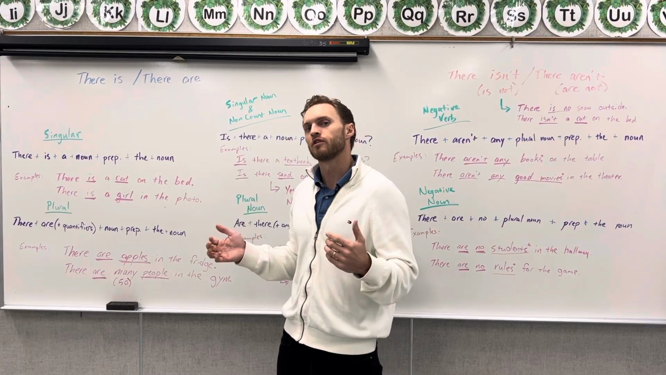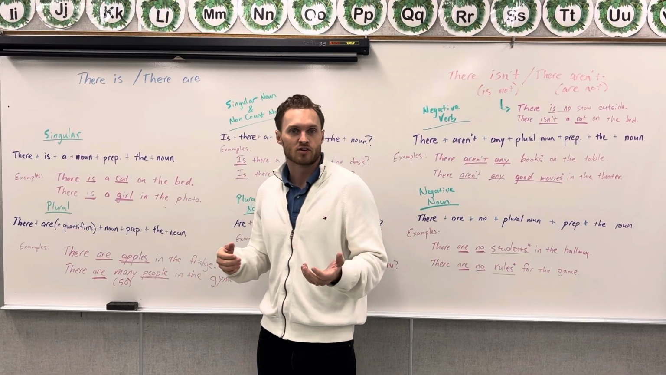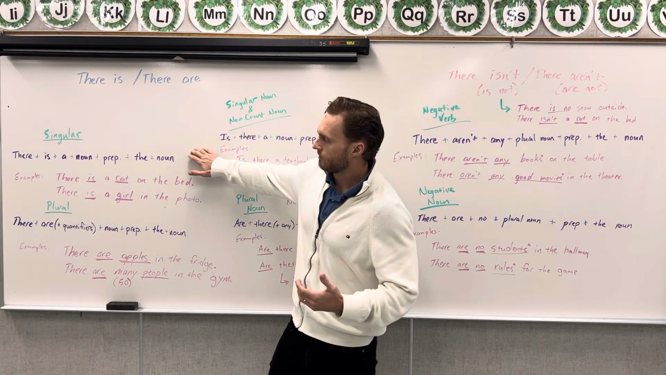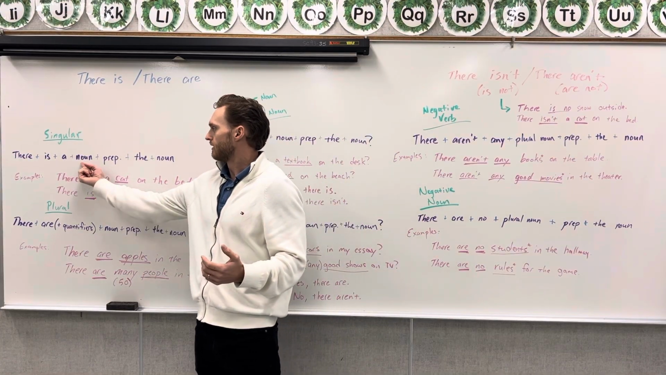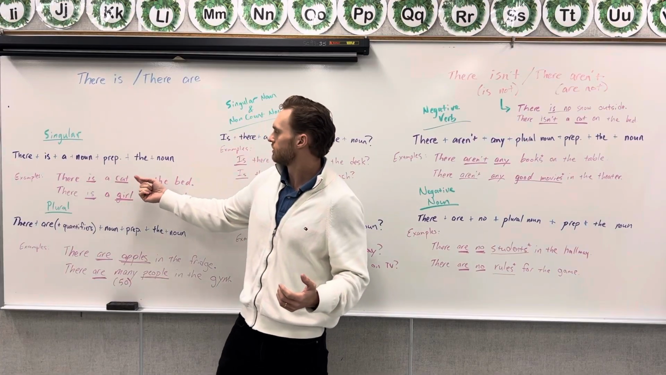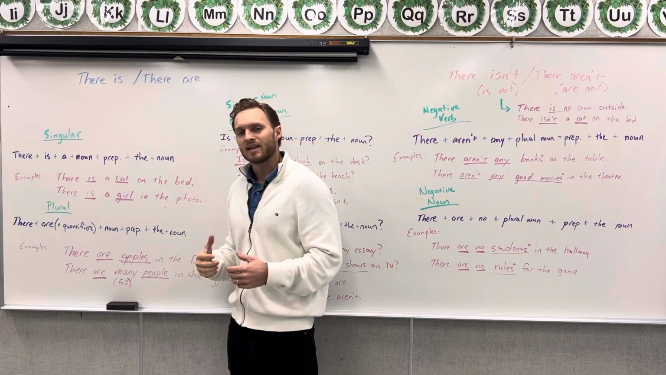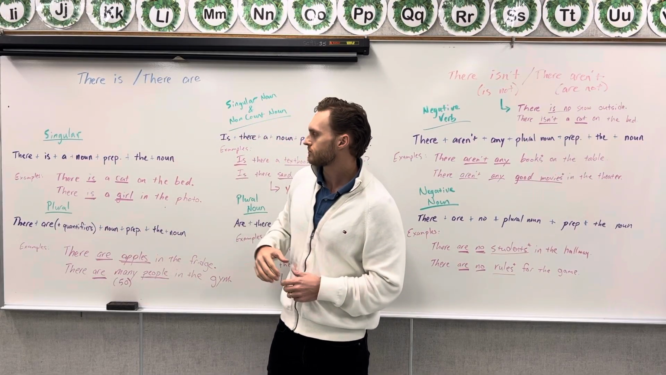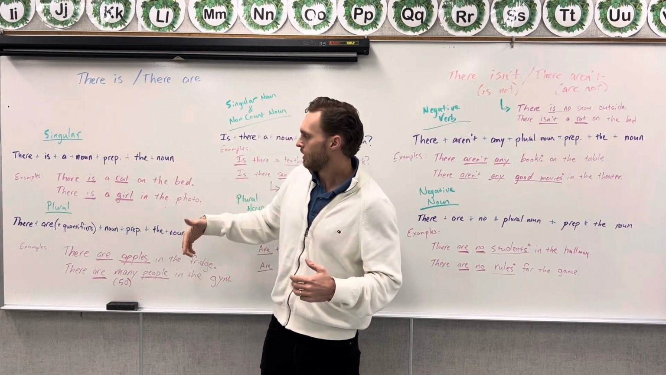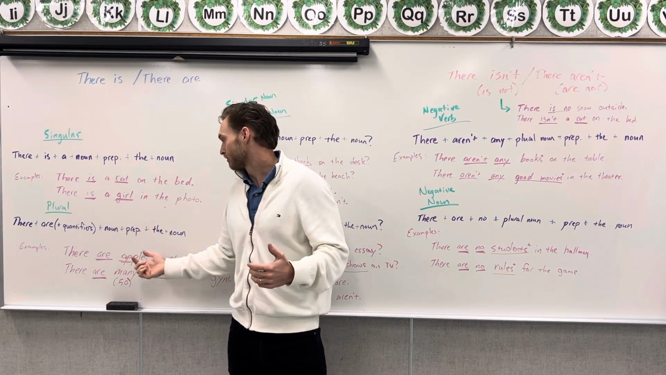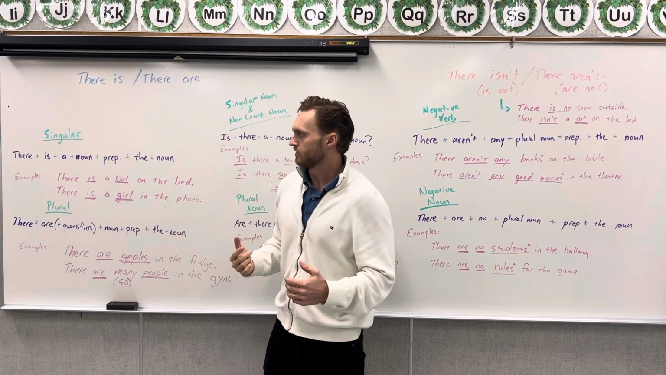Now let's go over here. If we want to further elaborate rather than just say yes there is, no there isn't, yes there are, no there aren't, we can do so by following a formula something like this. There is a noun plus a preposition plus the and noun. So for example, there is a cat on the bed. We know it's going to be is because cat is singular. We could also say there is a girl in the photo. Again, we know it's going to be is because girl is singular.